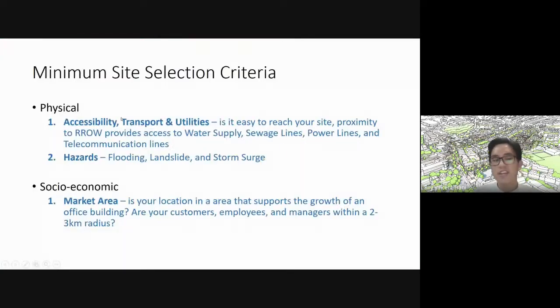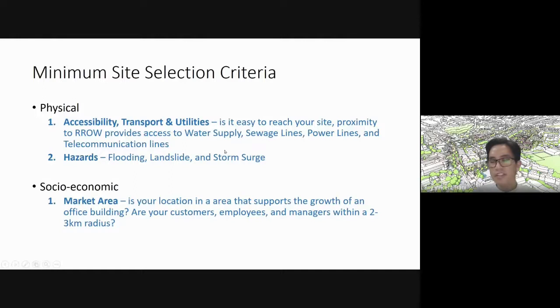Accessibility. How easy it is to get to your site, transport, like what kinds of... what's the word I'm looking for? Delivery trucks reach your site for your building materials, for the ingredients for your food, etc., etc. And then utilities: your water supply, sewage lines, power lines, and telecommunication lines.